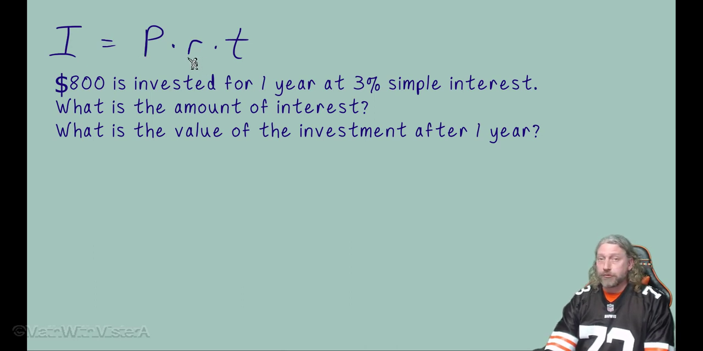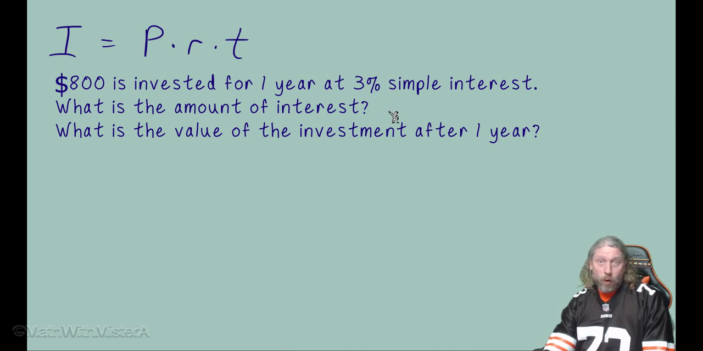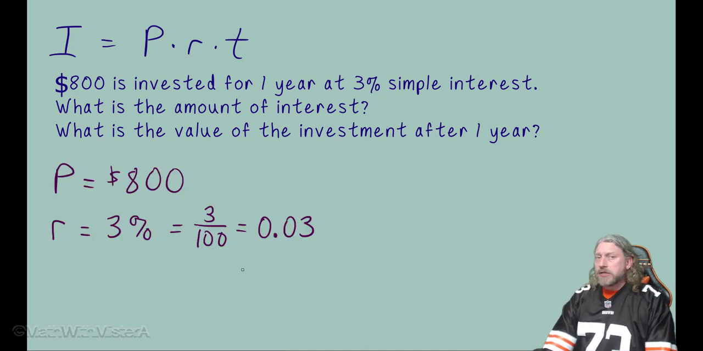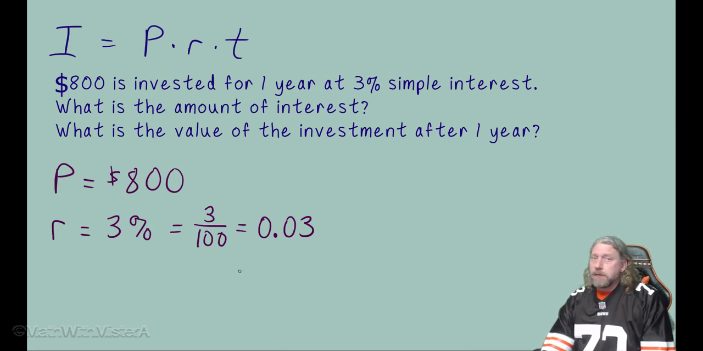R is the interest rate, but we want to write that as a decimal number. So our 3% interest rate would be written as 0.03. We can find that by doing 3 divided by 100 because percent means out of 100. It's important that we don't use the percent in this formula, or really in any percent calculation. We always like to change that percent into a decimal number, or at least out of a percent form.